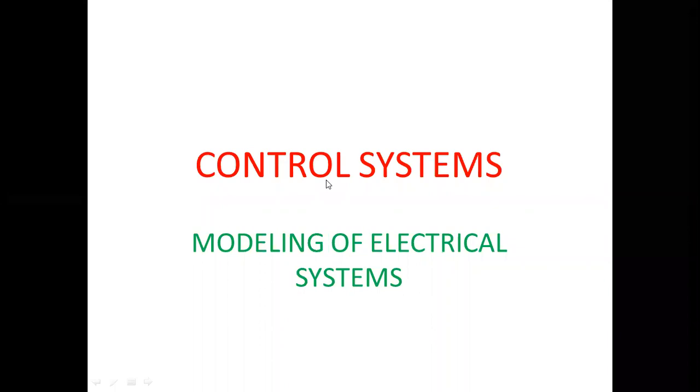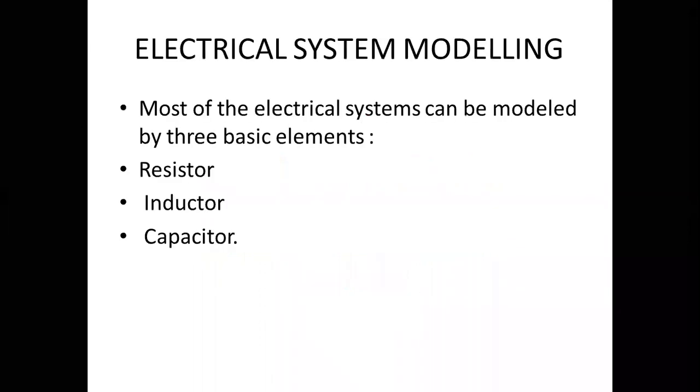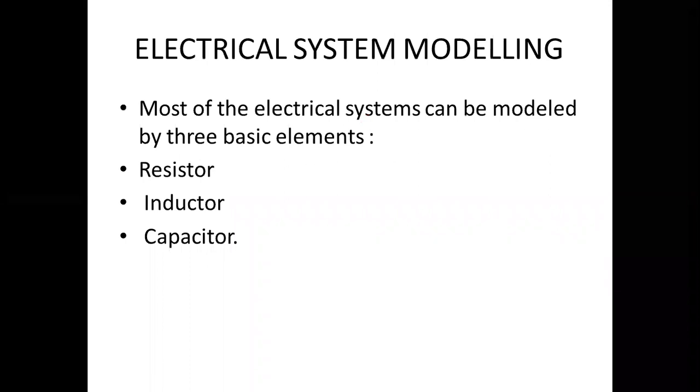So in today's lecture, we are going to discuss modeling of electrical systems. Electrical system modeling can be obtained using the three basic elements of an electrical system: the resistor, inductor, and the capacitor. Using these three components, we can obtain the model of any electrical system.